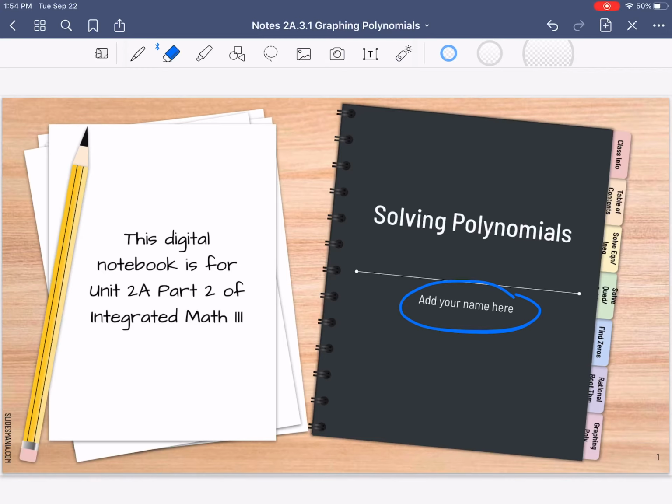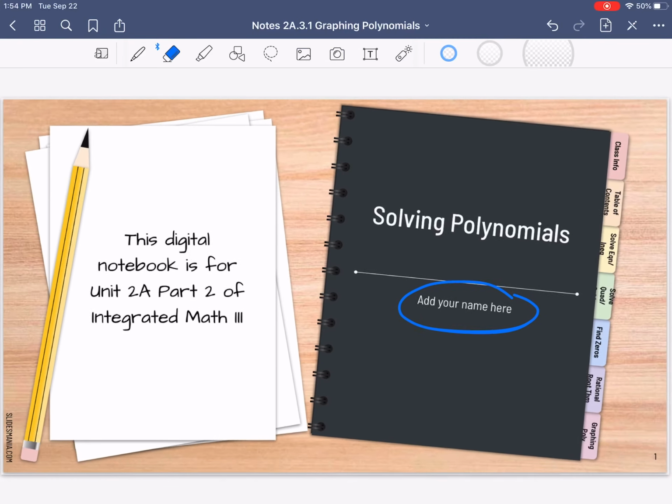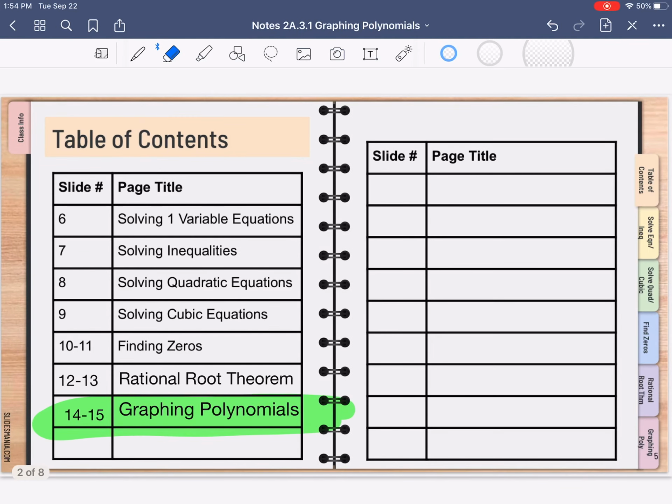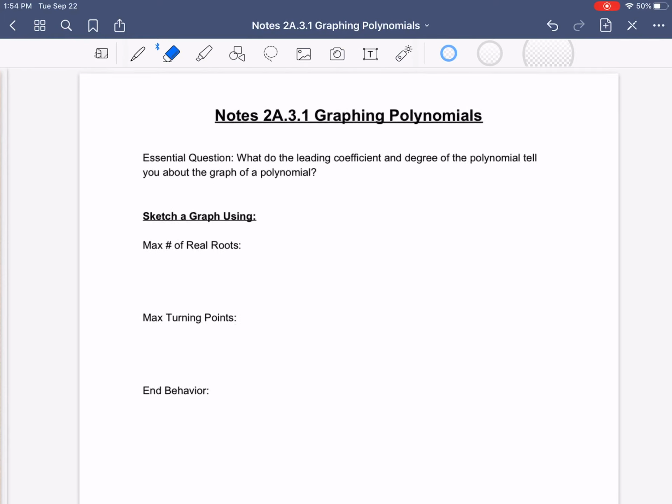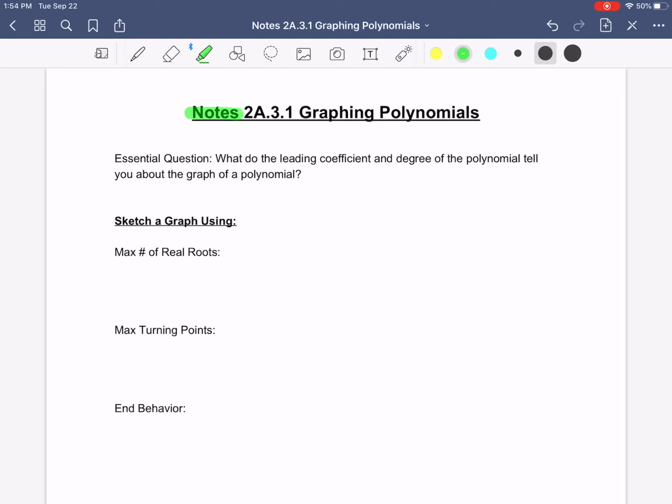Hi guys, these are our last set of notes for our solving polynomials unit. Your table of contents you can fill in, pause here, slides 14 and 15 are graphing polynomials. We'll turn our notebooks in on Friday. You need a piece of paper. If you printed out the PDF, that's fine, but you can just use a piece of paper and everything that's written in black, and then whatever I write down, you'll just add in.